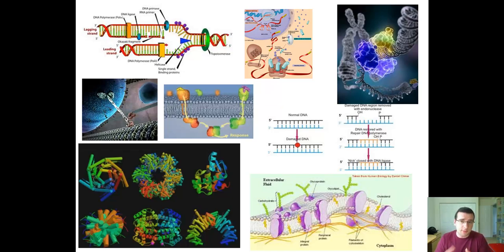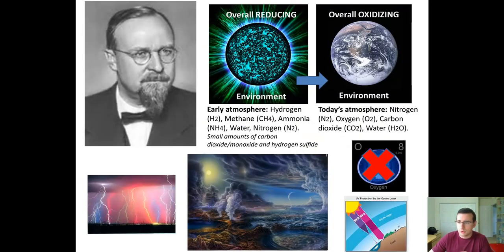And so scientists since the beginning of the 20th century have been studying how that could possibly have happened. One of those pioneer scientists was A.I. Oparin. And what Oparin suggested is that the early atmosphere was overall reducing in nature. The compounds which constituted this atmosphere were most likely hydrogen, methane, ammonia, water, nitrogen, and small amounts of carbon dioxide, carbon monoxide, and hydrogen sulfide. Compounds that came from the volcanic eruptions of the volcanoes of the early Earth.